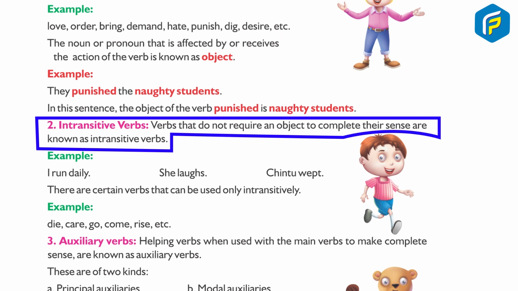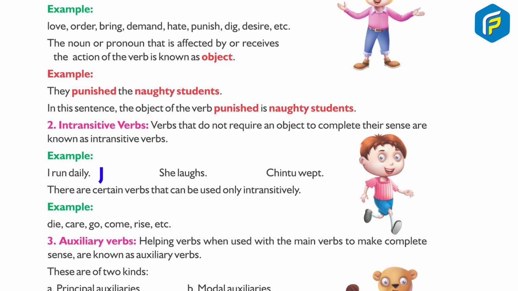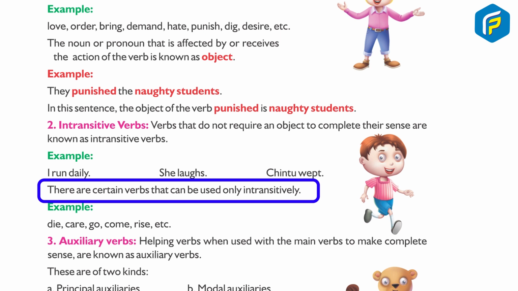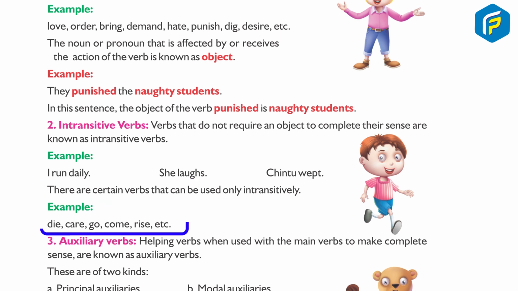2. Intransitive verbs. Verbs that do not require an object to complete their sense are known as intransitive verbs. Example: I run daily. She laughs. Chintu wept. There are certain verbs that can be used only intransitively. Example: die, care, go, come, rise, etc.